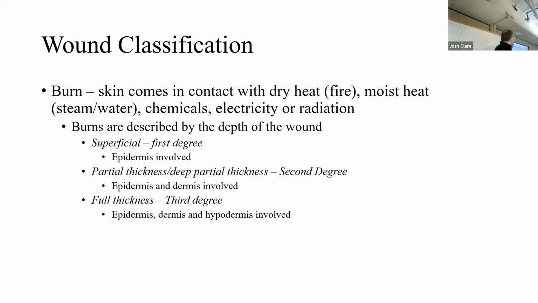Burns, a couple different ways to describe burns. They can happen when coming into contact with dry heat, fire, moist heat, steam or water, chemicals, electricity, or radiation. Electricity are my favorite type of burns, because typically with an electrical wound, there's an entrance and an exit wound. So it's pretty fascinating to think, oh wow, you touched the wire here and it went out there. What happened? I see the wound here and here. What else happened that I can't see? That's always fun to think about.